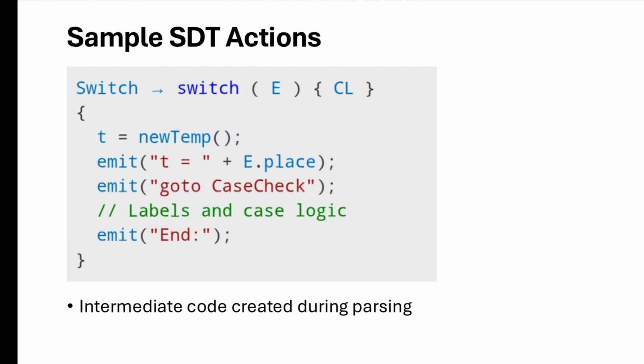So here is a sample STD action. Here is how the semantic actions might look in practice. We create a temporary variable to store the value of the expression. We use emit functions to generate lines of intermediate code. Then we handle each case by generating labels and jump instructions. Finally, we define an end label to finish the switch block. This all happens automatically as the compiler reads and parses the code.